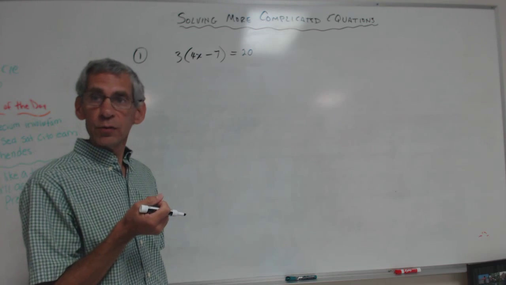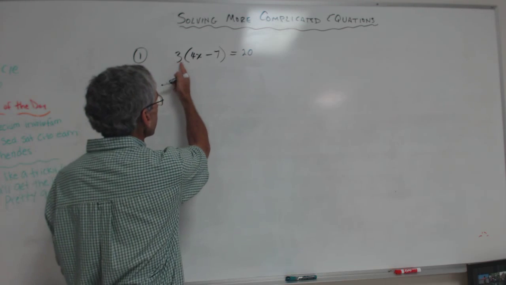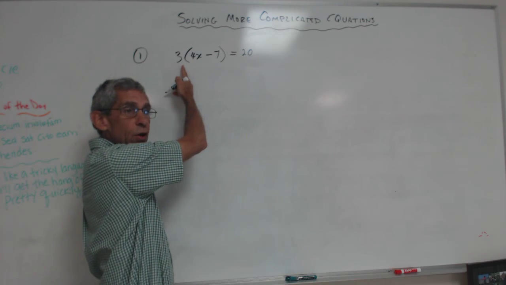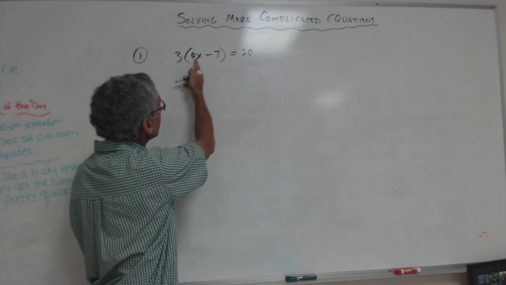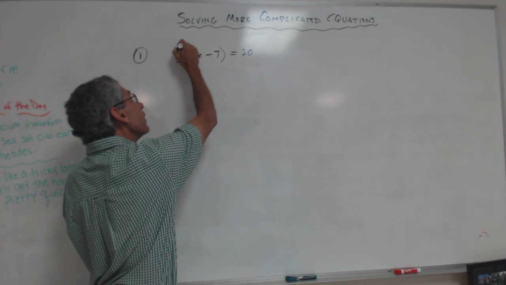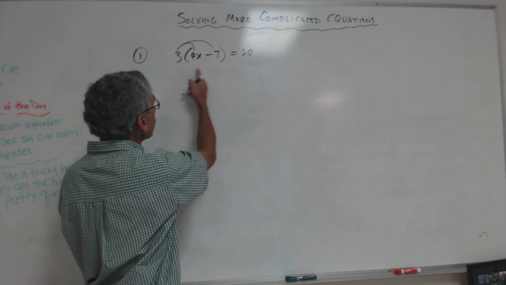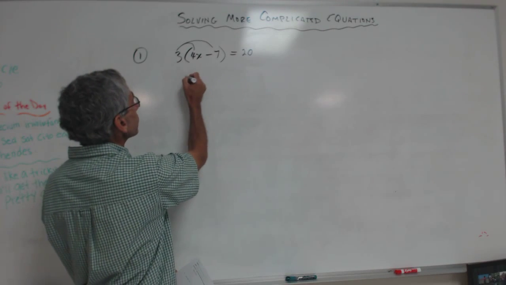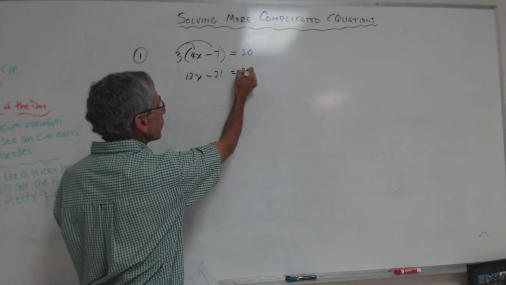Distributive property, right? Do you know the distributive property? Remember, parenthesis always means multiply. Therefore, this is 3 times this and this. So I have to do these little arcs to remind me. To get rid of my parentheses, I have to do the multiplication. So 3 times 4x is 12x minus 21 equals 20.